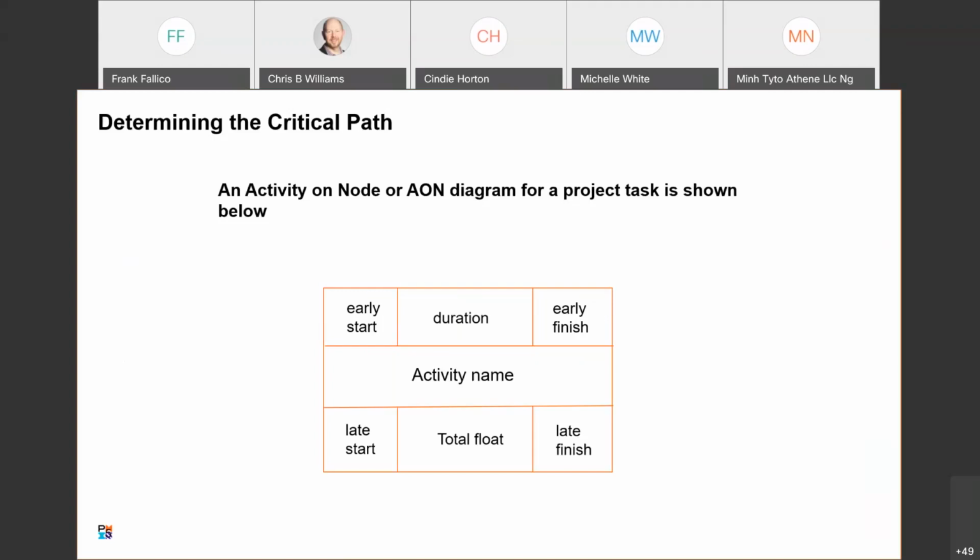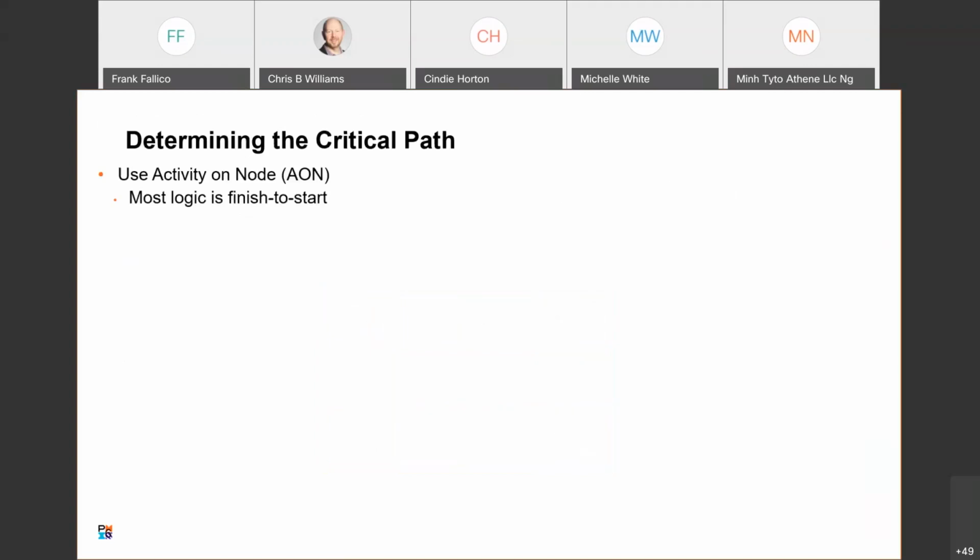Okay. All right, so determining the critical path. Okay, so bear with me for just a quick second. Okay, I'm back.